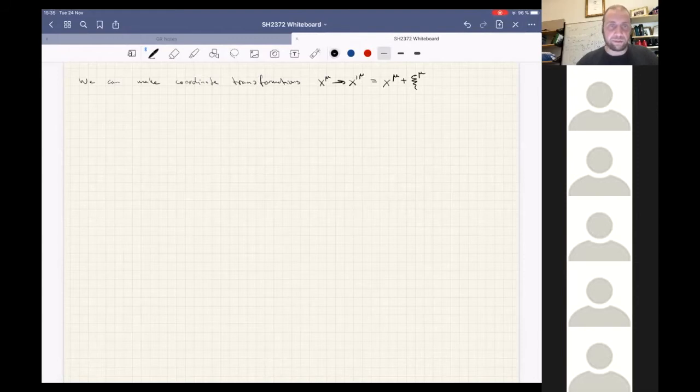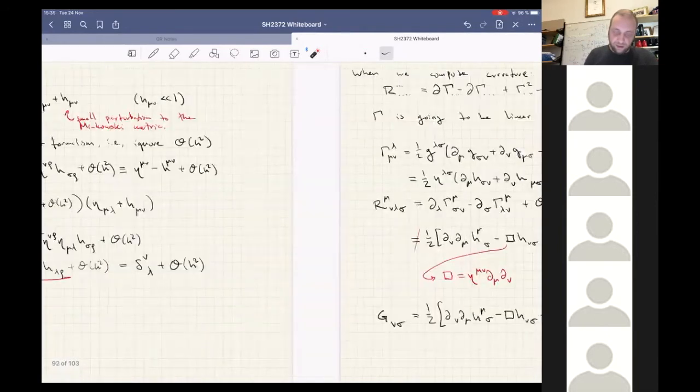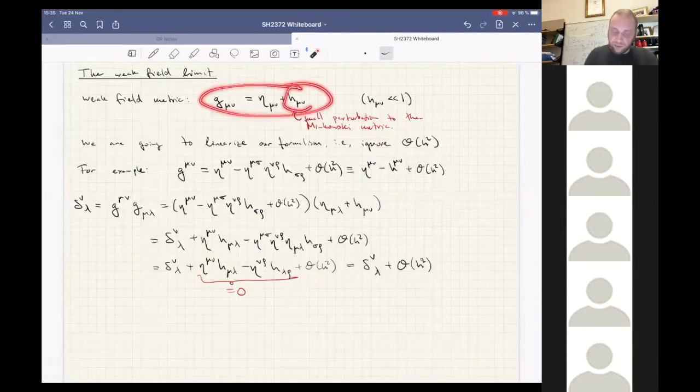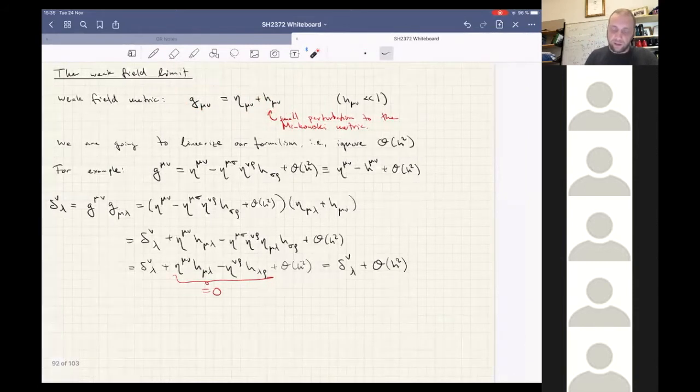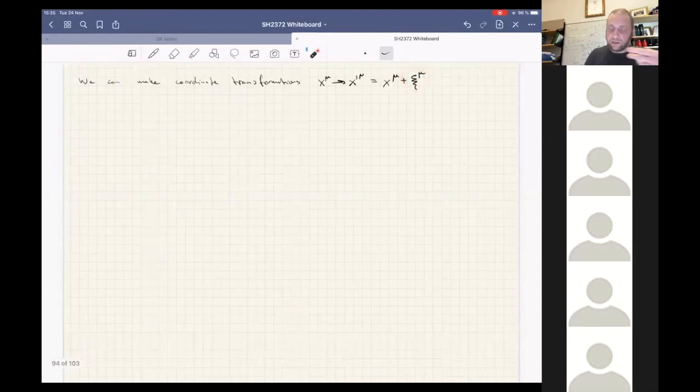So this is an infinitesimal coordinate transformation as long as this psi is small. And as long as the metric was of this form, with a small perturbation h mu nu, then as long as psi is small, this small coordinate transformation is again going to give you a weak field metric. It is of the same form. So the question is, how can we deal with this?